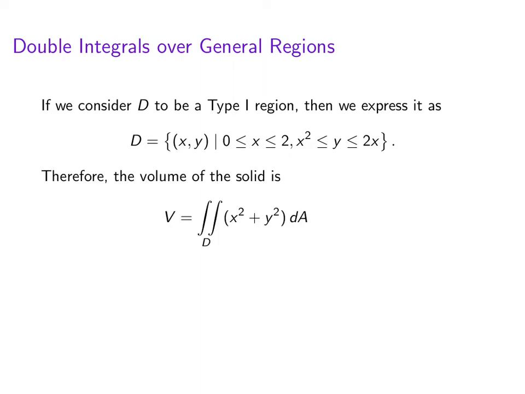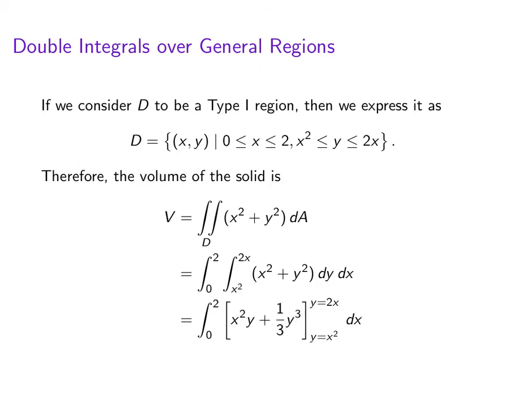Let's write down a double integral for the volume of the solid. It's the double integral over D of x squared plus y squared dA. Let's now write this as an iterated integral, thinking of D as a type 1 region. Alright, so it's the integral from 0 to 2, those are the x limits, of the integral from x squared to 2x, and we'll evaluate the integral of x squared plus y squared. This is a dy dx integral. Because it's a type 1 region, we want to finish with a dx integral.